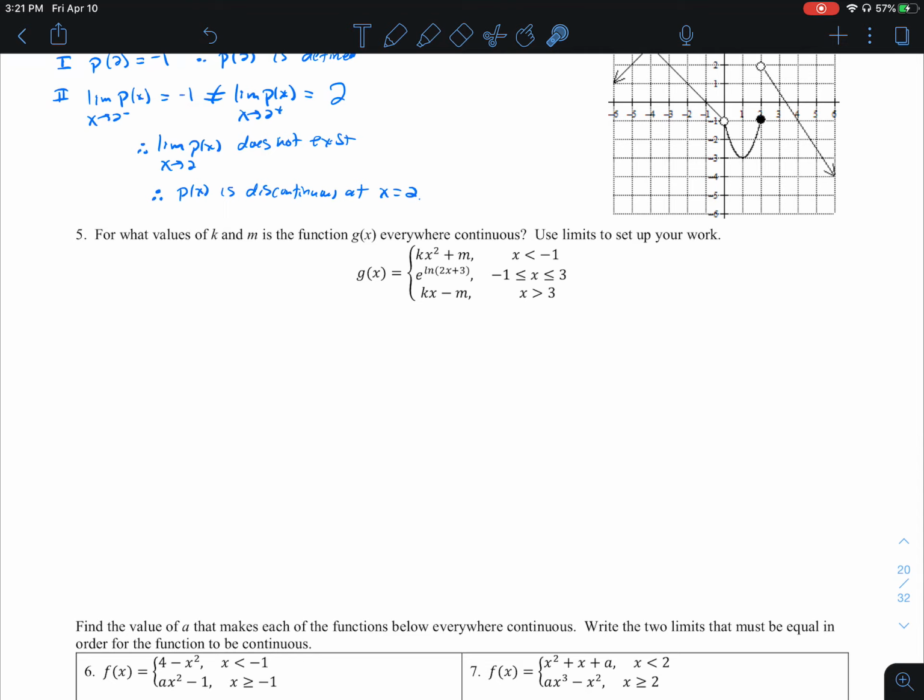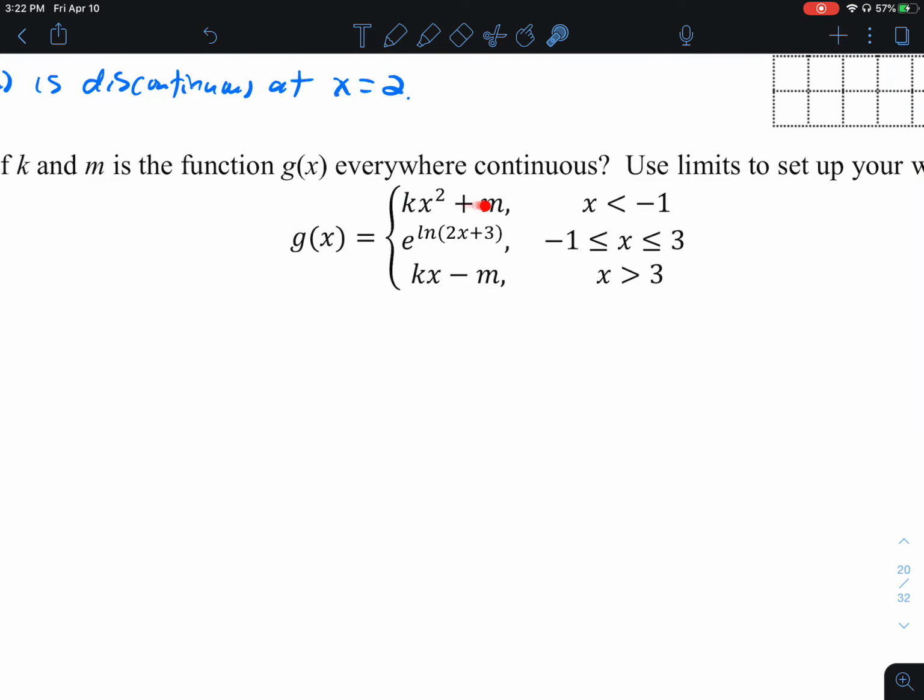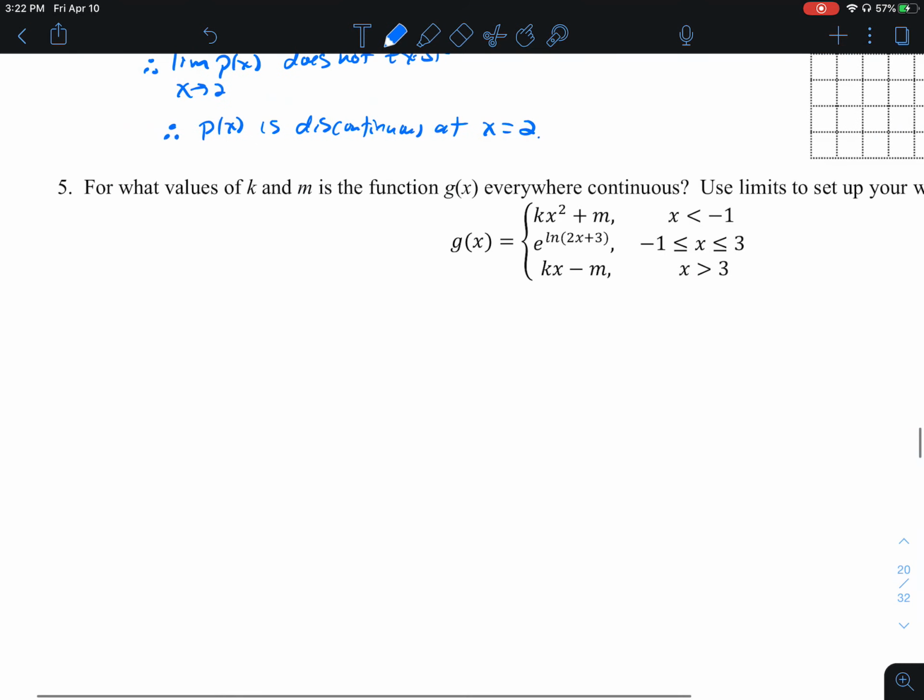For what values of k and m is the function g of x continuous everywhere? Use limits to set up and show your work. So to be clear, this function in itself is continuous because it's quadratic. This function in itself is continuous because it's exponential. It's actually linear, we'll get to that in a second. This function in itself is continuous because it is linear. The only place these could be discontinuous is where this one stops and this one starts, that's at -1, or where this one stops and this one starts, which is at +3.